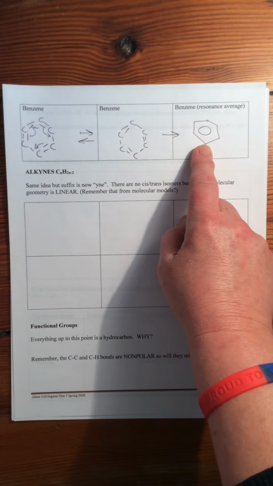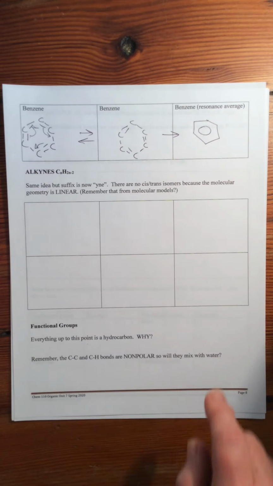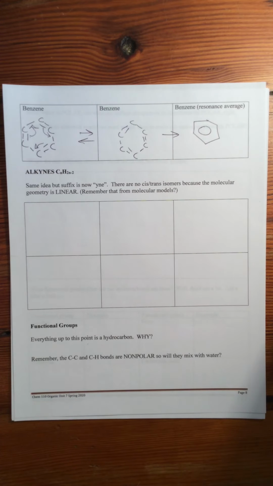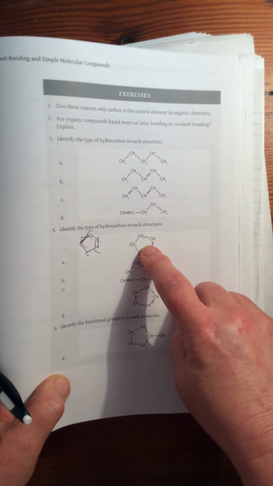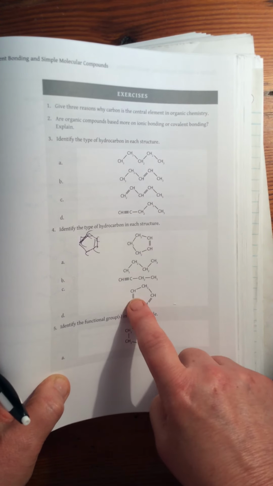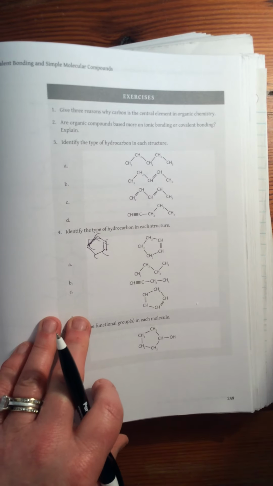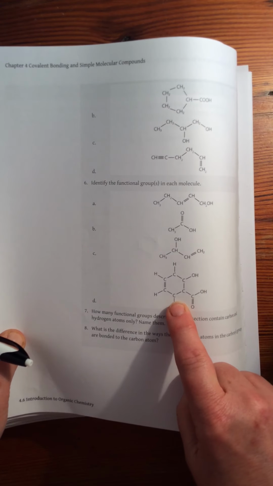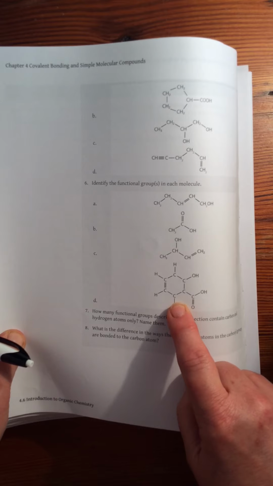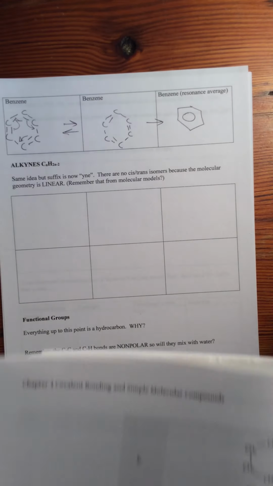And oftentimes, you see benzene like this. So don't be confused when you see benzene. Benzene has to be very specific. It's a six-membered ring with alternating double bonds. So this is not benzene. This is not benzene. Okay, let's look through your book. Let's see if we can find some benzene. Okay, this is not benzene. It has to be very, very specific.